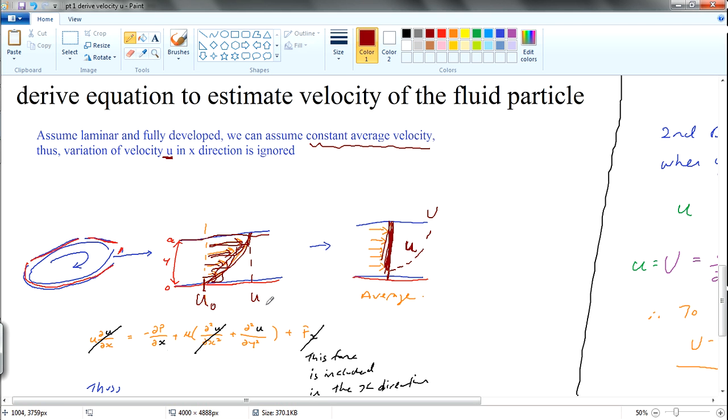Maybe this is u0 and this is ua, because u0 is at y equals 0, and this is at y equals a, right? So this is what it means. The variation of velocity u in the x direction is not present in this case, because there is no variation at all now that we averaged it. So there will be no difference in the x direction anymore. The u is constant.